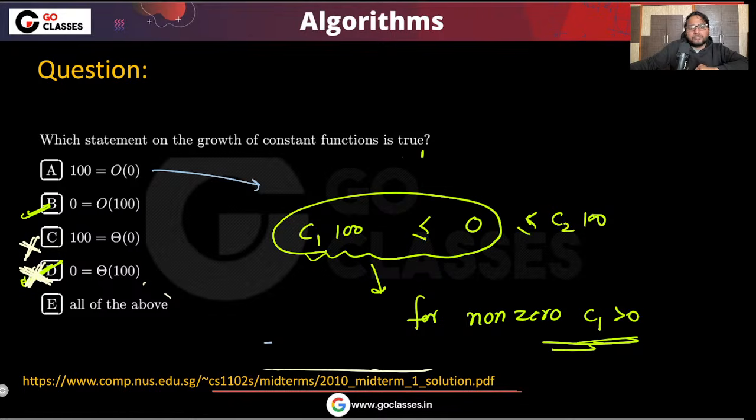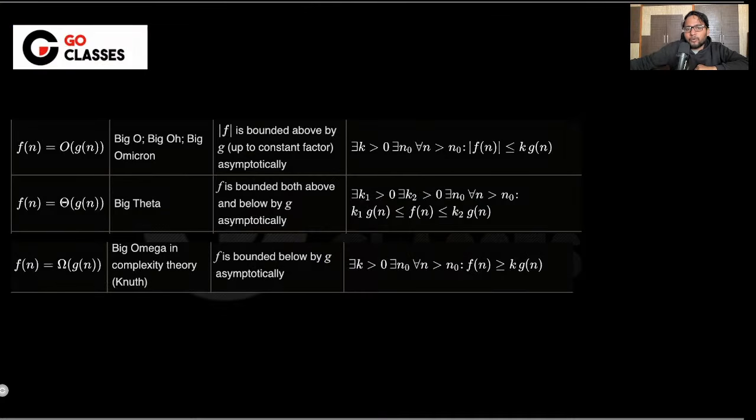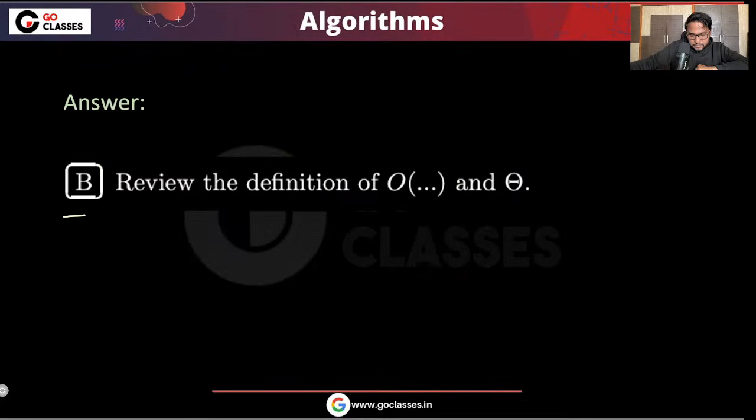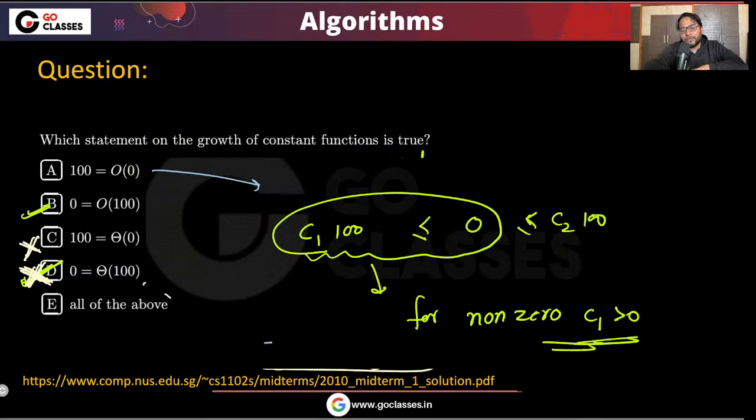Understood? So that's why only B is the correct answer, because K1, K2, all of this here, as you can notice, has to be greater than 0 in this definition. So hence only B is the correct answer. This is a good question, which is just asking you to know what the basic definition of these things is, right?